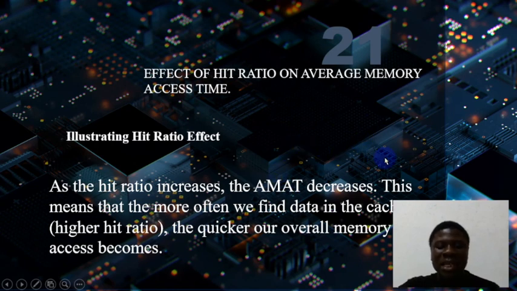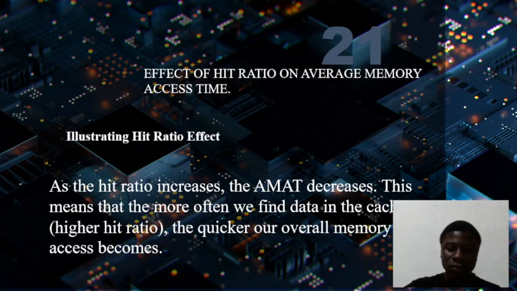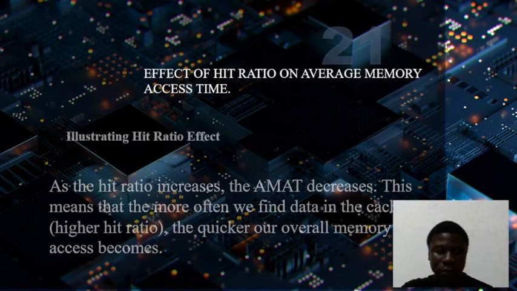All we are saying here simply means that the more often we find data in the cache, or the higher the hit ratio, then it means the quicker our overall memory accesses become. Okay, let's move on.